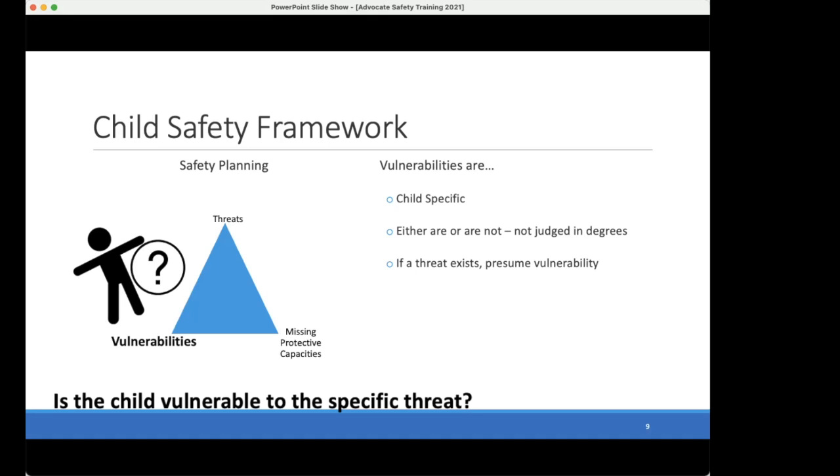Vulnerability is not judged in degrees, meaning you don't say a kid is a little vulnerable or very vulnerable. They either are vulnerable or not. And when you're on the fence or you're not sure, go ahead and presume that the child is vulnerable. So child specific, it's binary. They either are or they aren't. And if there is a threat and you're not sure, presume that the child is vulnerable to that threat.